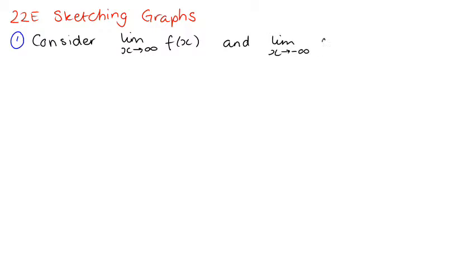Right, so there's 4 things that you need to consider in order to draw a graph. The first one is to consider the limit as x approaches infinity of the function and the limit as x approaches negative infinity of the function.